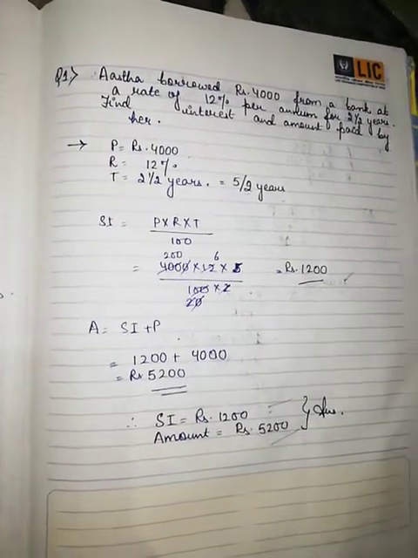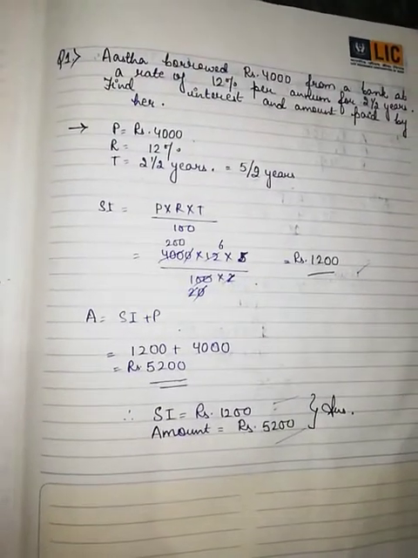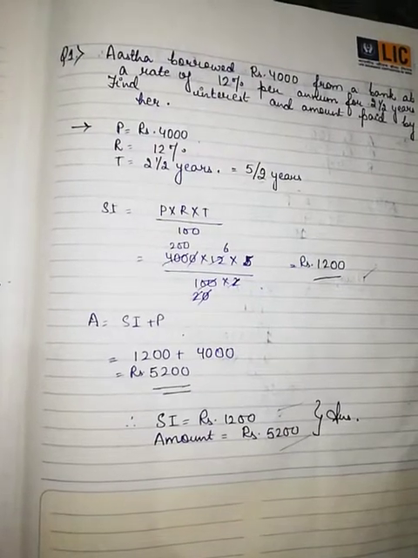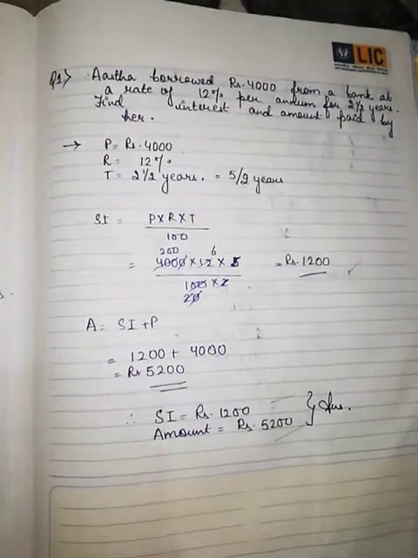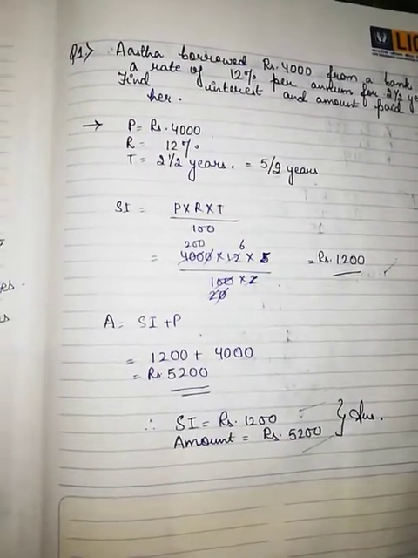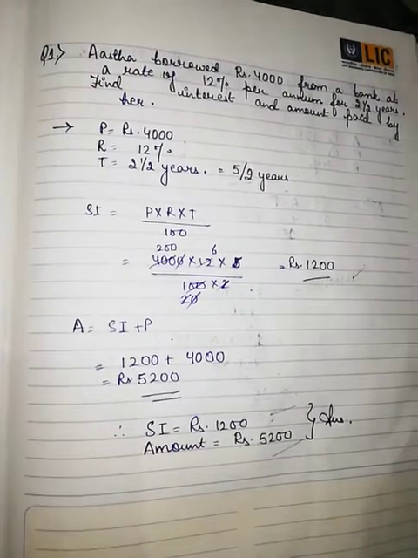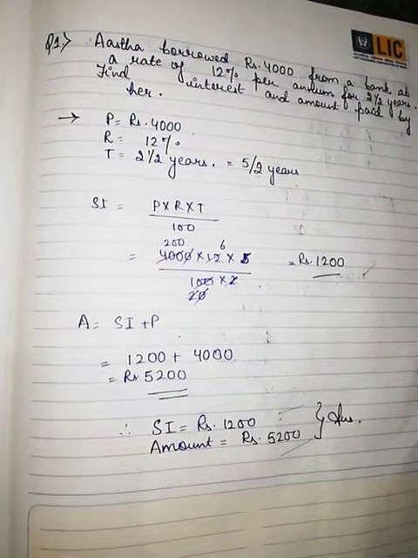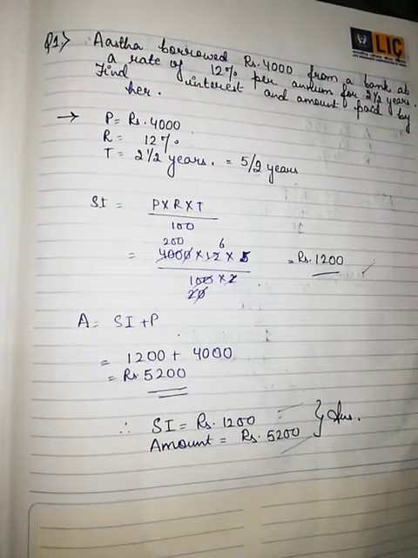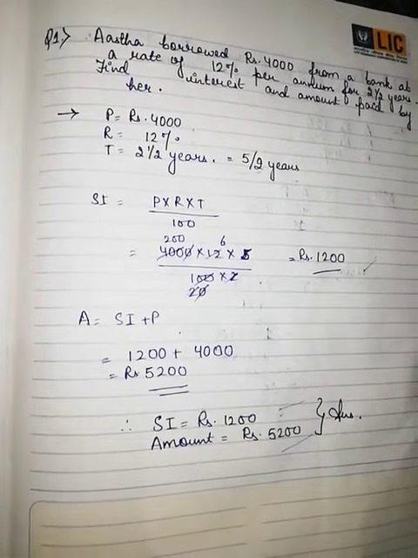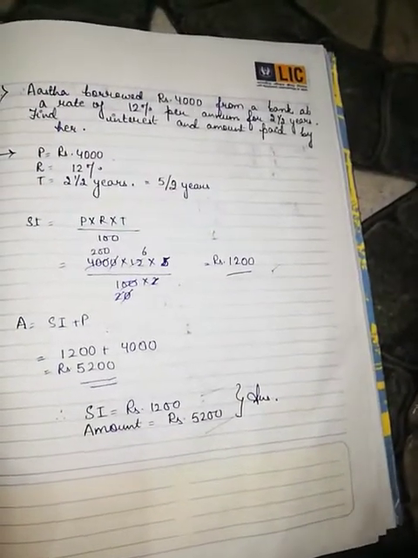Now to find the simple interest, we know the formula, that is P into R into T by 100. And on placing the values, we get the simple interest as rupees 1200. Now to find out the amount, we know the formula that amount is equal to simple interest plus principal. Simple interest we have taken out, that is rupees 1200, and we know the principal, that is rupees 4000. Then we get the amount, that is 5200.